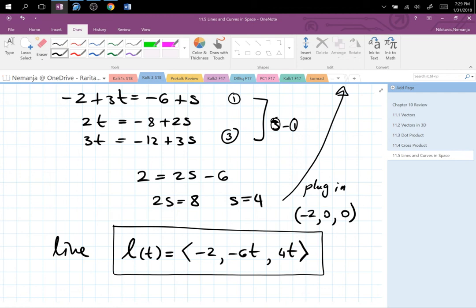So there you have it. That's 11.5. Next class 11.6 and maybe 11.7. Definitely 11.7. We pushed through. Are you done?